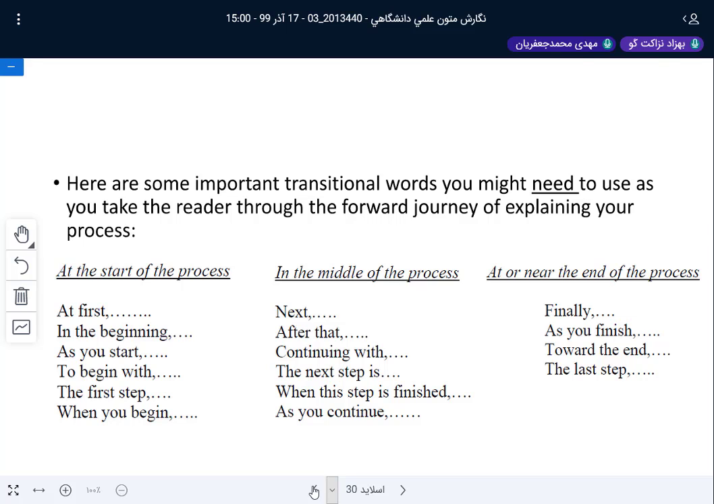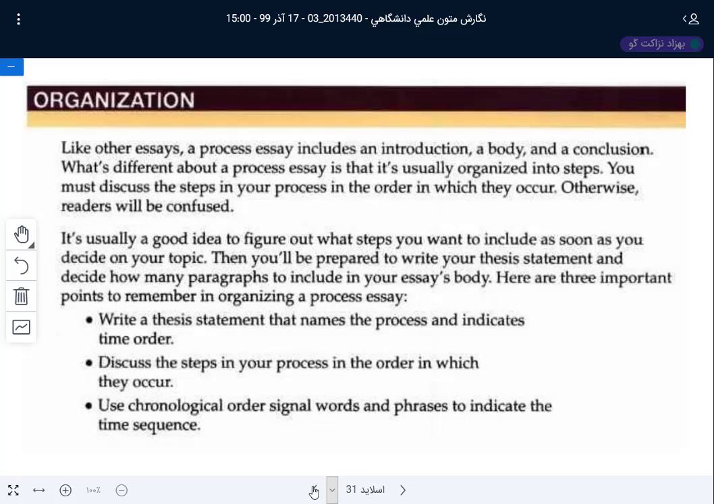In the middle of the process, you can use next, after that, continuing with the next step, when this step is finished, as you continue. And finally, at or near the end of the process, you can use these transitional words: finally, as you finish, toward the end, and the last step. Well, this is the organization. Will you please read this part, Mahdi?